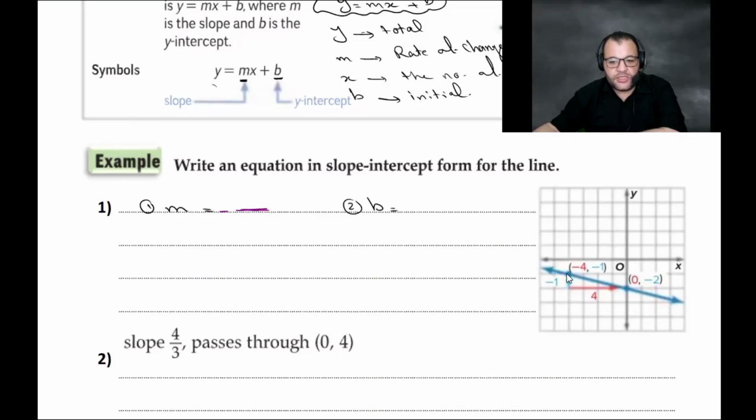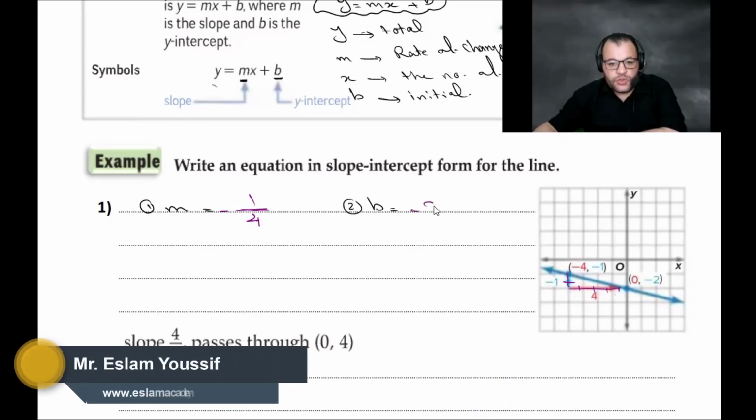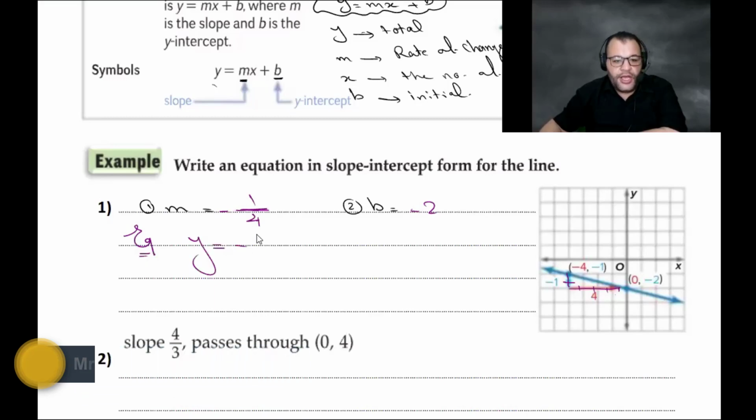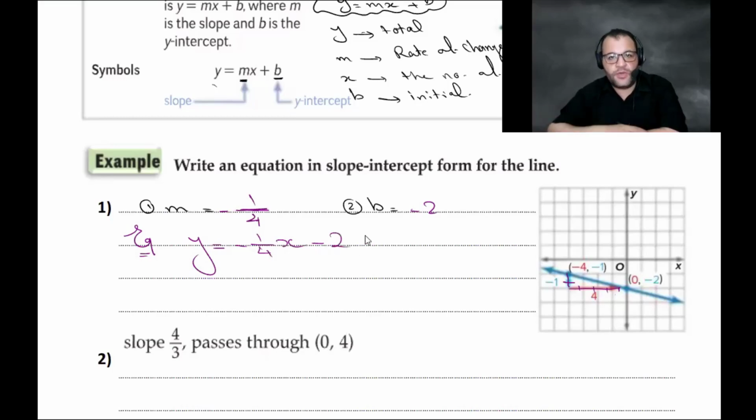How many units is the line going down? Only 1 unit. And how many units is the line going to the right? 4. We have 1, 2, 3, 4. So the slope is negative 1 over 4. What is the y-intercept, where the line intersects the y-axis? Negative 2. So we can say that the equation will be y equals negative 1 over 4x plus negative 2, which is minus 2. Any problem for this one?